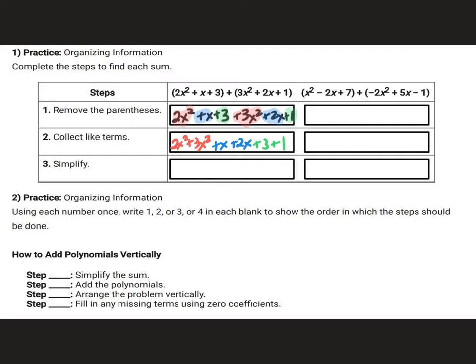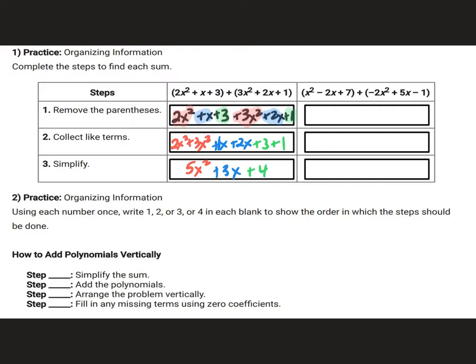So now I can actually combine those terms. 2x squared plus 3x squared is 5x squared. For x plus 2x, there's actually a secret 1 hiding in front of the x. So I have 1x plus 2x, which is 3x, and 3 plus 1, which is 4.